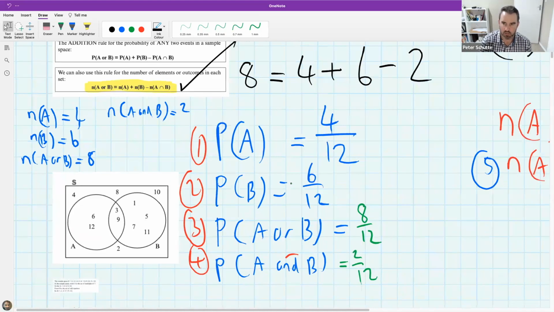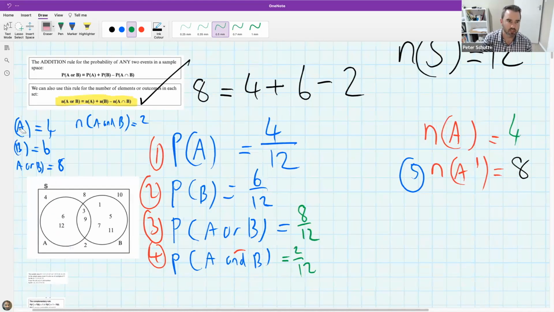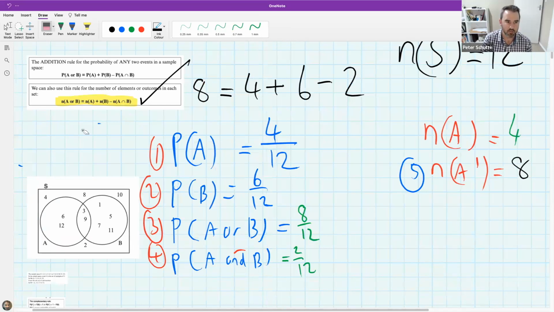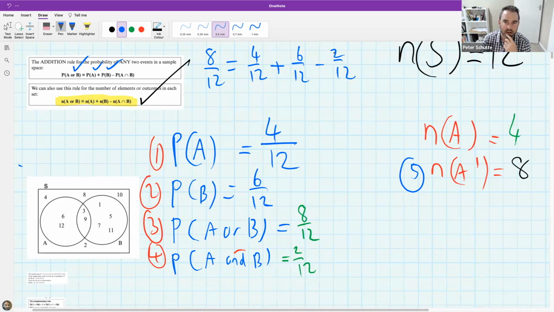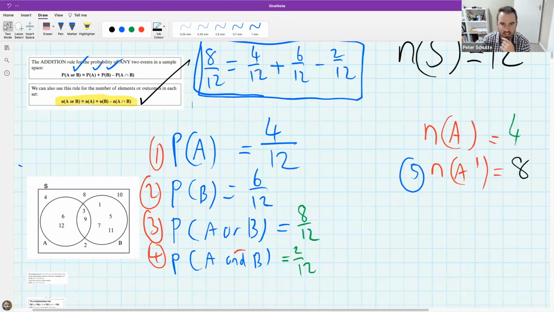Now, what I want to show you, and it might not surprise you if you've seen that coming, is how this formula is connected. The probability of A or B is 8 out of 12. That's equal to the probability of A, which is 4 out of 12, plus the probability of B, which is 6 out of 12, minus the probability of A and B, which is 2 out of 12. So 4 plus 6 is 10, minus 2 is 8. And so that's how the additive rule for probability is working here.